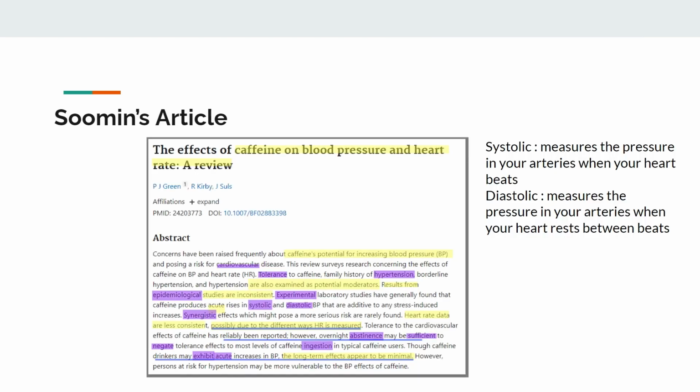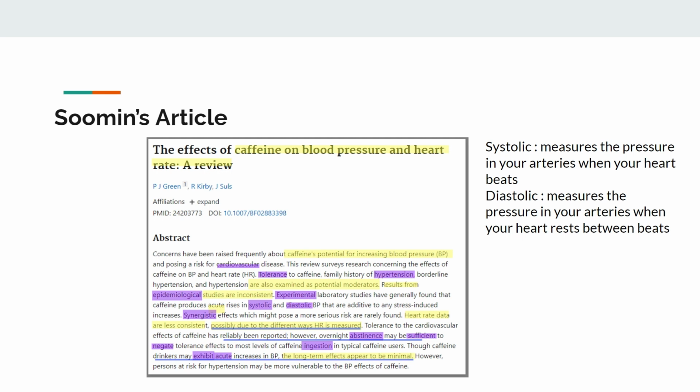In Suman's example, she might have found this article on the effects of caffeine on blood pressure and heart rate. After a first pass, she's read the title. She knows that it's about caffeine and blood pressure. That seems pretty related to what her research topic was about. She knows that it has the potential to increase blood pressure. She's also learning that the long-term effects of caffeine might be minimal. She's read a bunch of words she doesn't know, but she knows it's a study about a review of studies about heart rate and blood pressure.